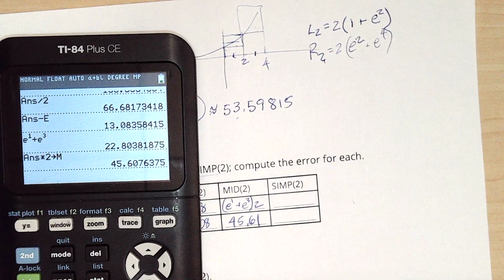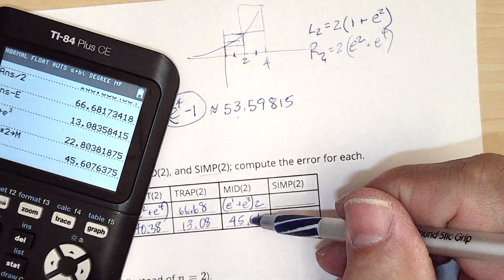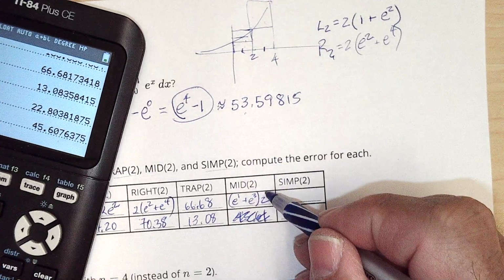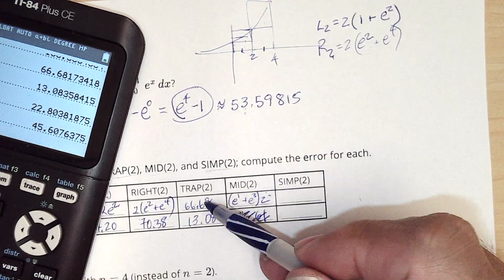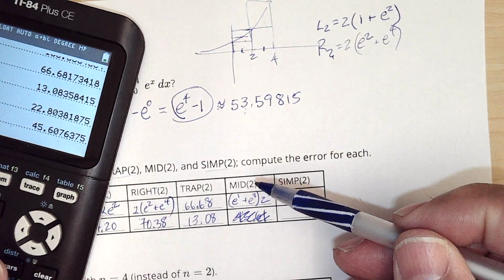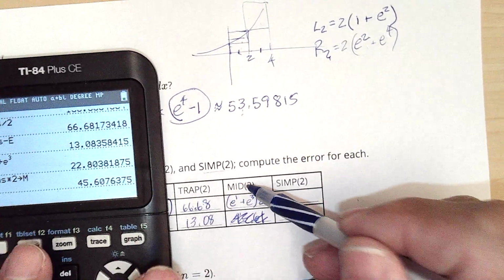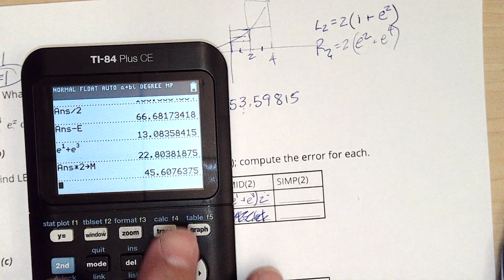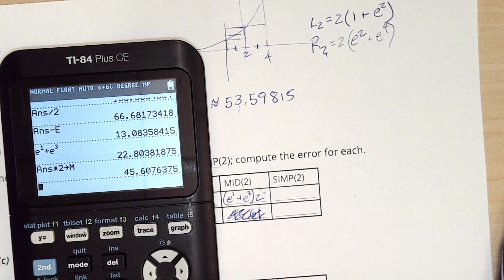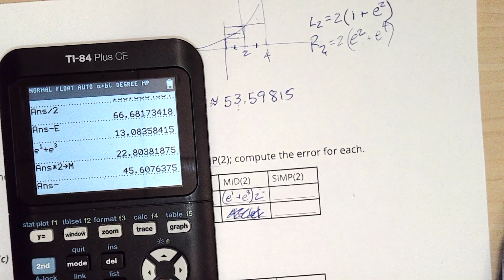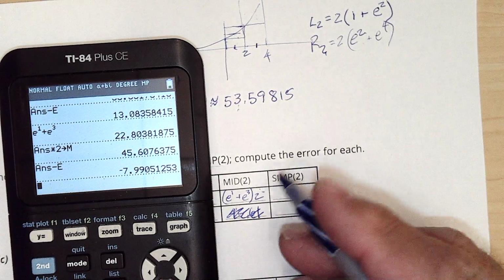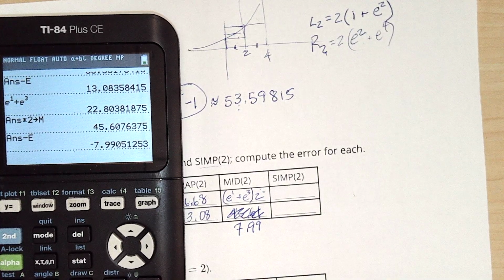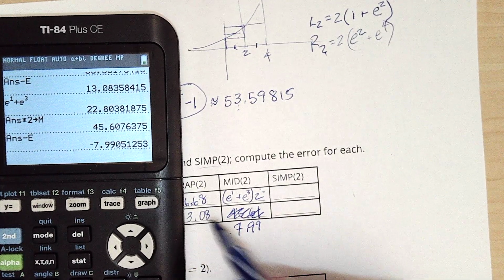45.61, which is under, oh, that's this answer, not the error, 45.61, that's under. Trapezoid was over, and trapezoid and midpoint should both always be on opposite sides. So let's find the error here. So subtract alpha e, and we get it's off by 7.99. And it's minus and that one's plus.